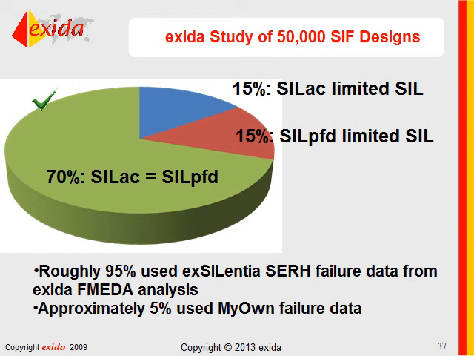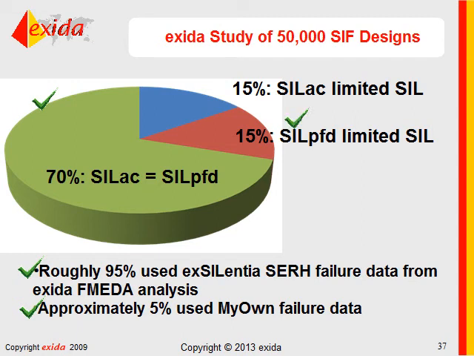This shows that 70% of the time, the 1H architecture constraints did not limit the SIL level any more than the PFD calculation. That was good. That's real good. We also discovered that 95% of the time, of the 50,000, people used the SERH failure data, which results from the exida FMEDA analysis. Approximately 5% of the safety function designs used my own failure rate data entered by the engineer.